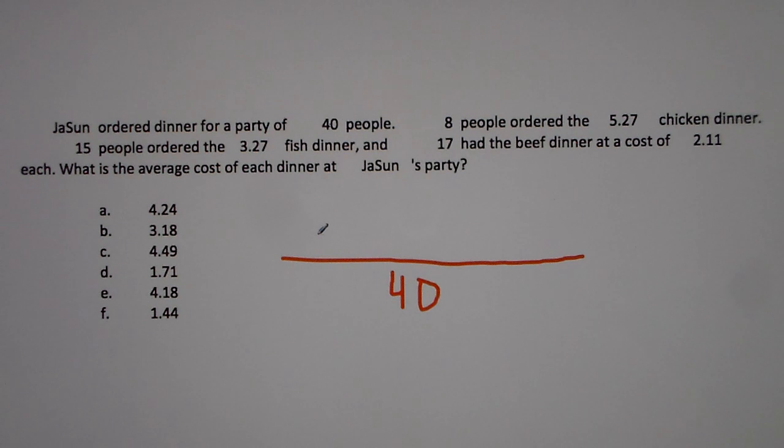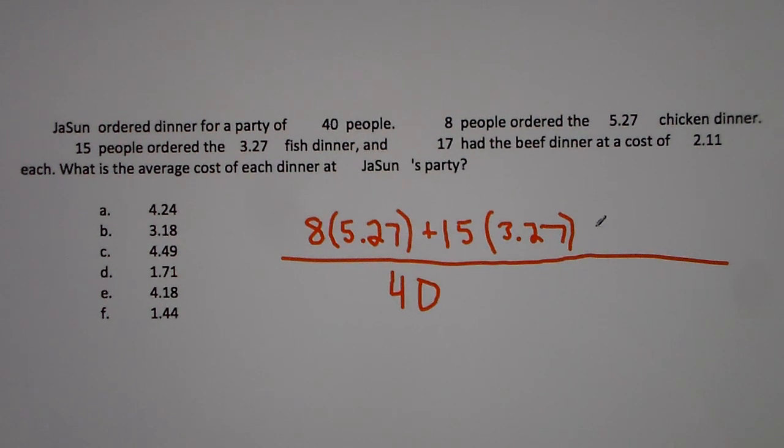8 people ordered the $5.27. So we're going to do 8 times the $5.27. 15 people, so plus 15 people ordered the $3.27. So it'd be 15 times $3.27. Then plus the 17 people that ordered the beef dinner, which is 2.11. We put that into our handy dandy calculator.